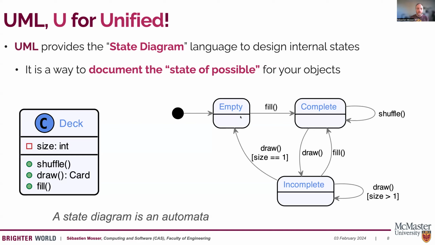And then we draw a diagram, because reading this, as soon as you get the syntax, which is this is where we start, this is a method that we call that moves from empty to complete, and this is a guard or a condition, then you're fine. You can actually really easily understand what's happening without knowing the details. I don't know how the deck works. I don't know how the cards are stored. I don't know what draw is doing. I don't know what fill is doing. I just know that if I'm incomplete and I'm calling fill, I'm going back to complete.